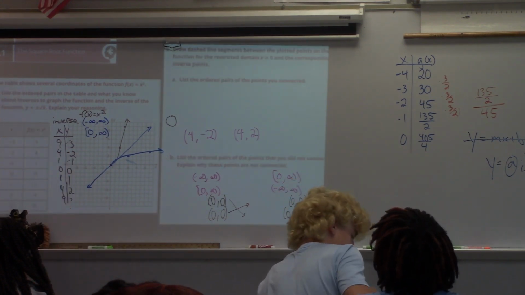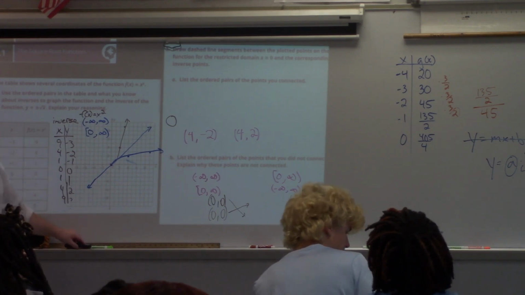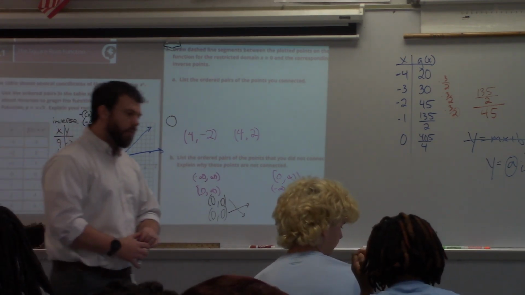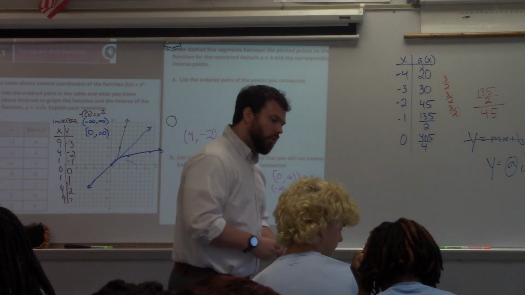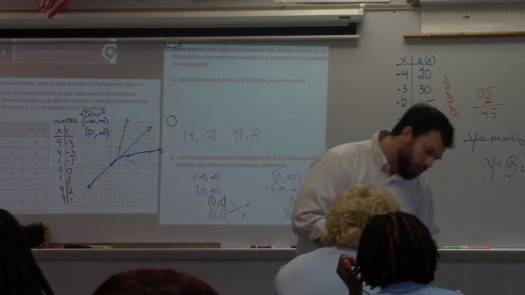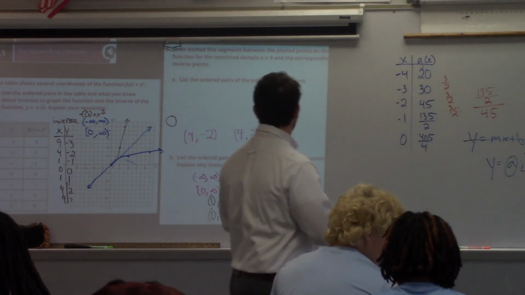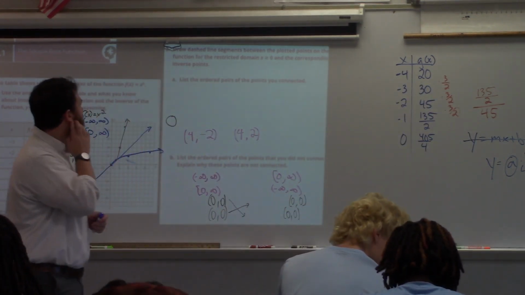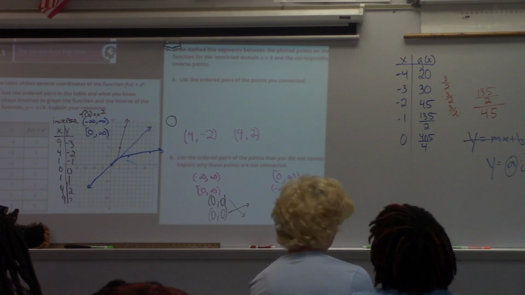So, now we should be looking at the next page in its entirety. Number 3, right? So, what would be the ordered pairs, plotted points on the function for the restricted domain and the corresponding inverse points?